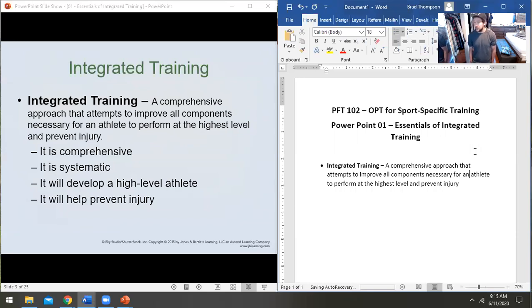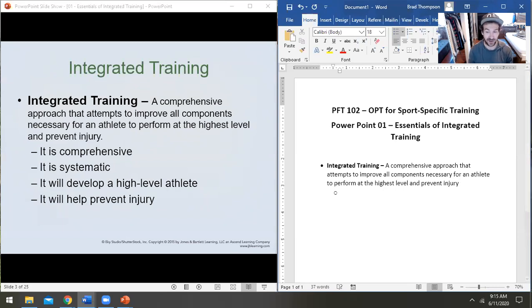And it will also obviously develop a high level of athlete, right? If we are focusing on integrated training, our athletes are going to be able to perform at a very, very high level, while also, thanks to that systematic approach, preventing injury, right? It's going to help us not jump too far forward and actually injure somebody.